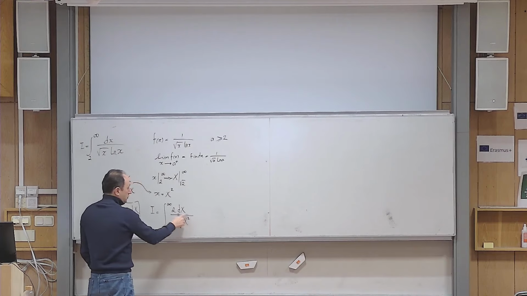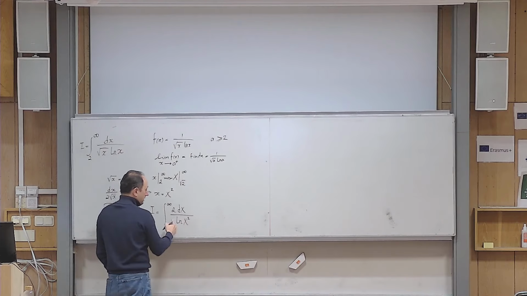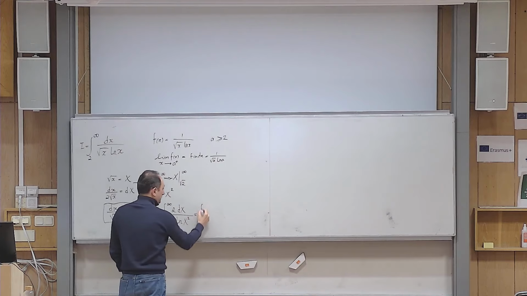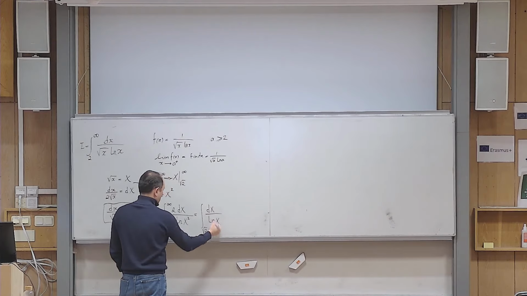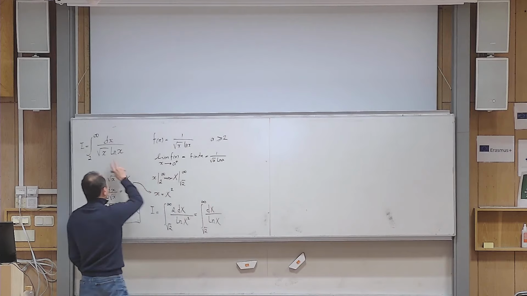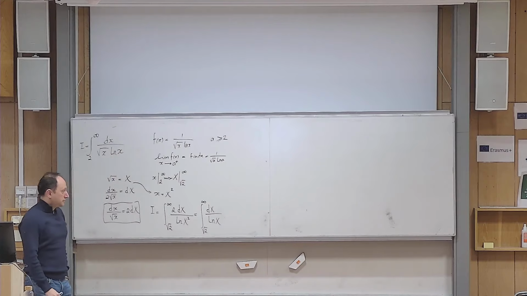But this 2 will go in front of the log here because X is positive within this interval, so no problems, and that 2 will cancel that 2. So finally I will end up with a little bit simpler integral. I don't have a combination of this function and the logarithmic function anymore. Okay, so let us deal with that one.